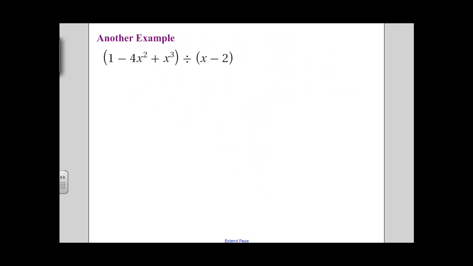Try this next one on your own. If you take a look at this right here, it's missing the x term, just the plain old x term. So make sure you save a space for him and make the coefficient 0.